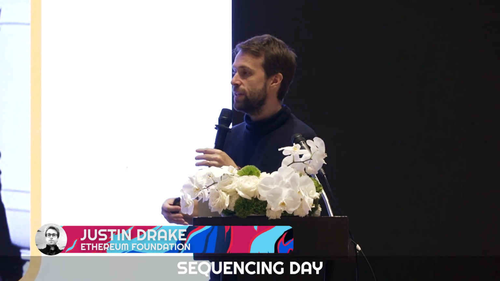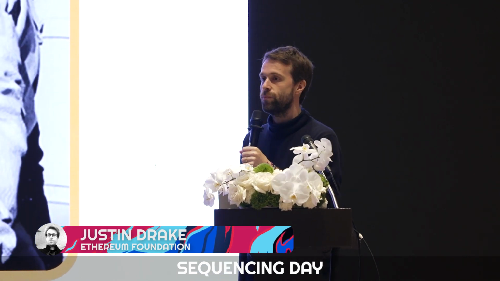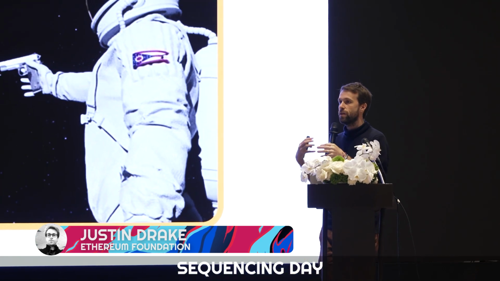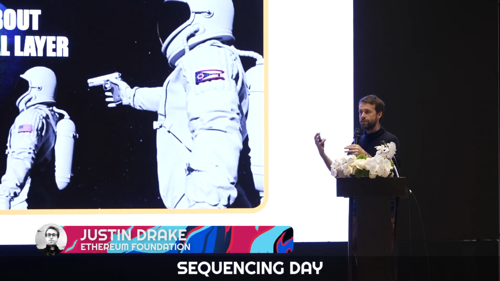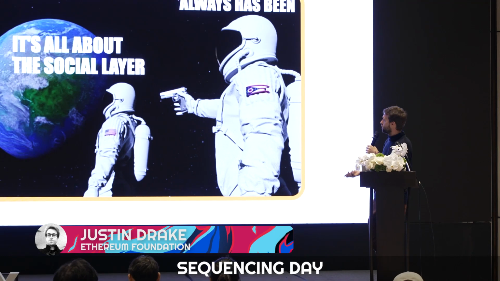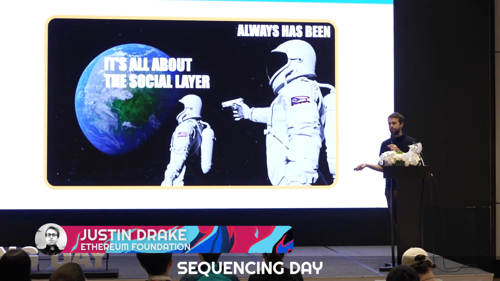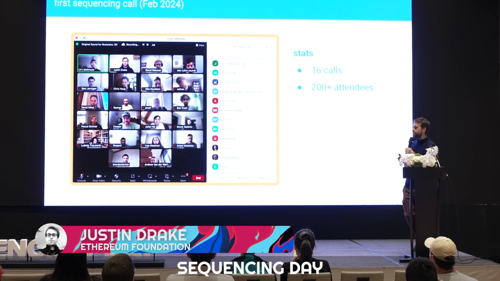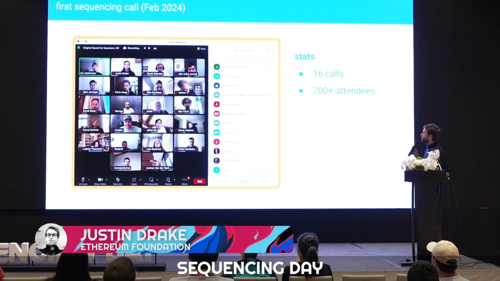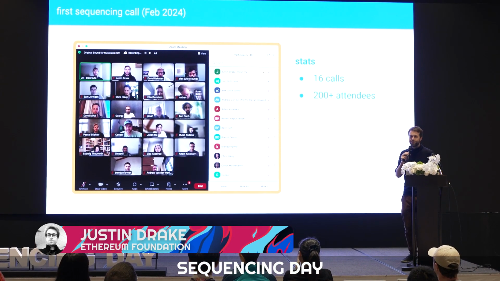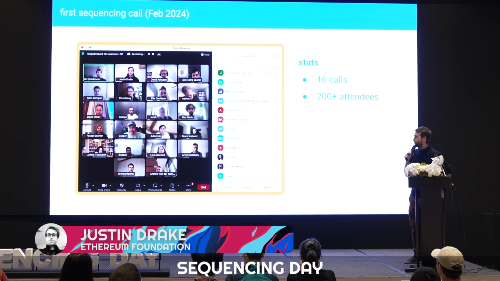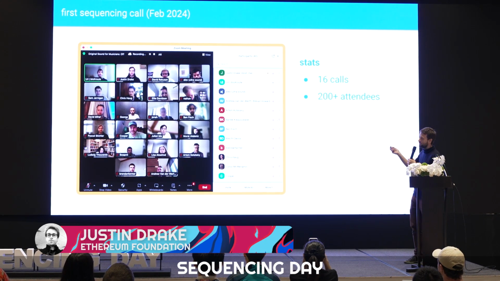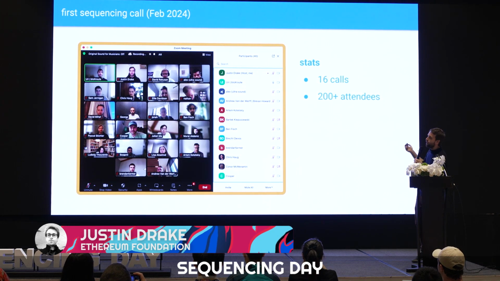Now, in order to actually get pre-confirmations in production, there's a lot of actors that need to all work together. And so to a very large extent, the success of based sequencing and pre-confirmations depends on the social layer. This is what I want to highlight in the rest of the talk. The based social layer starts in February 2024 with the very first sequencing and pre-confirmation call. We had 40 people attend this call. And since then, we've had 16 calls and 200 attendees.